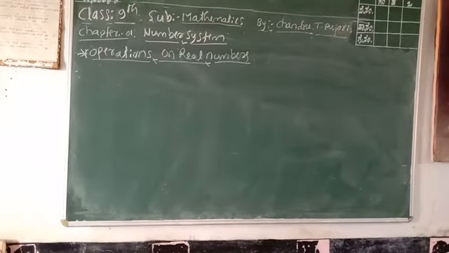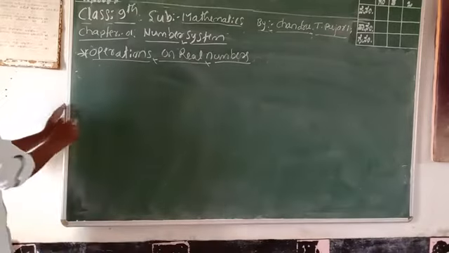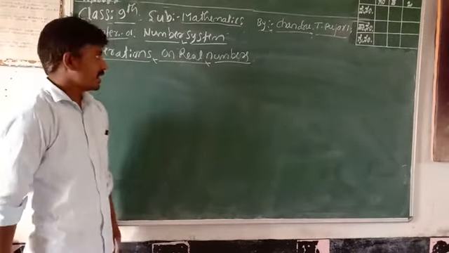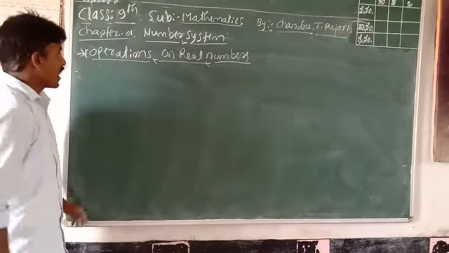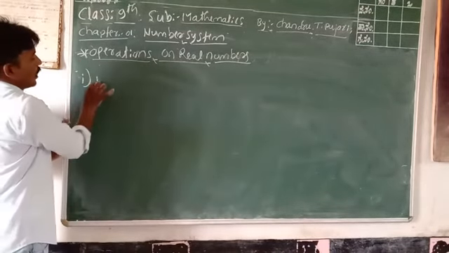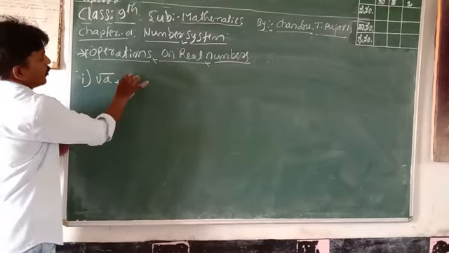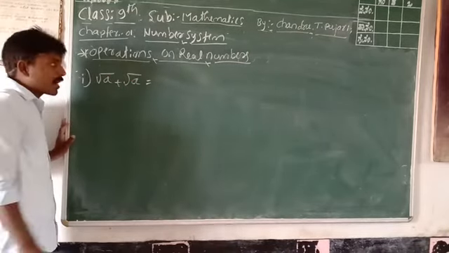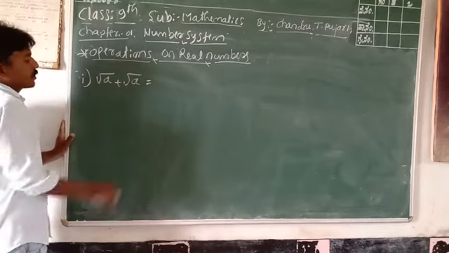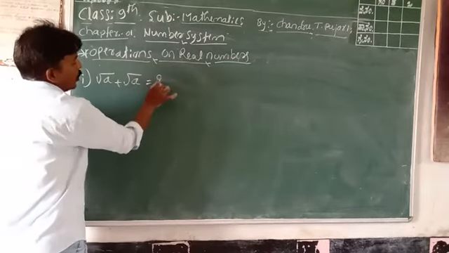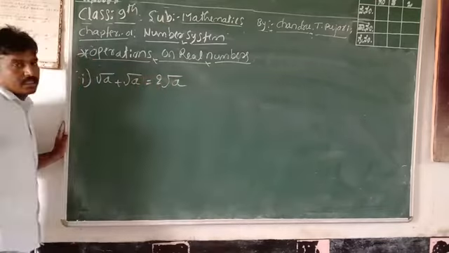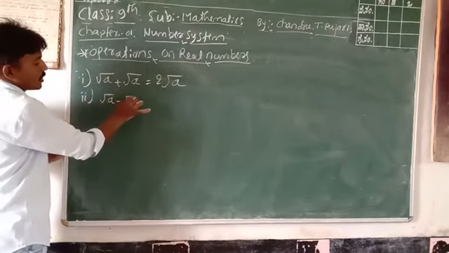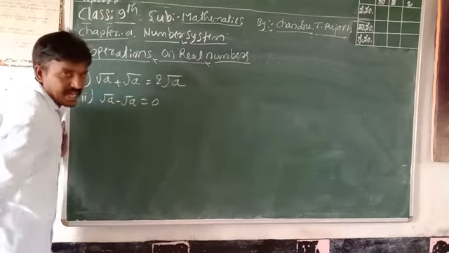The next one is the operations of real numbers. Operations means addition, subtraction, multiplication, division of real numbers. You can take, for example, root a plus root a is equal to what? These two are real numbers. The operation means root a plus root a is equal to 2 root a. The second one: root a minus root a is equal to 0.